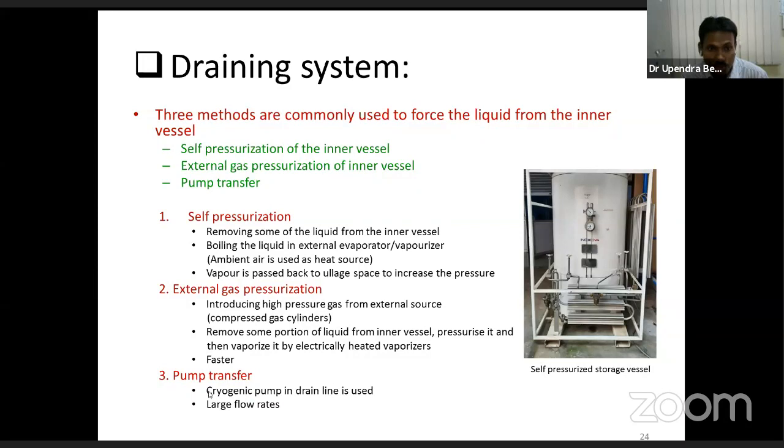And pump transfer is preferred when a large quantity of cryogen has to be drained in a short period of time, especially for large flow rates. This pump is connected to the inner vessel, where the cryogen is stored, so that once you start the pump, it will give you the liquid where you want to fill with some pressure. So these are the three major types for draining the cryogenic vessel.